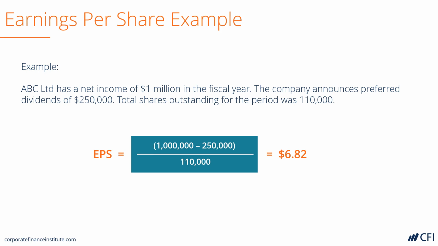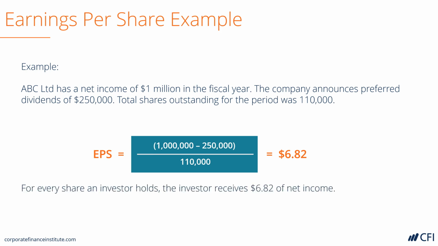If the company traded at a 10 times price to earnings per share ratio, its share price would be $68.20. For every single share that an investor owns, they would receive $6.82 of net income.